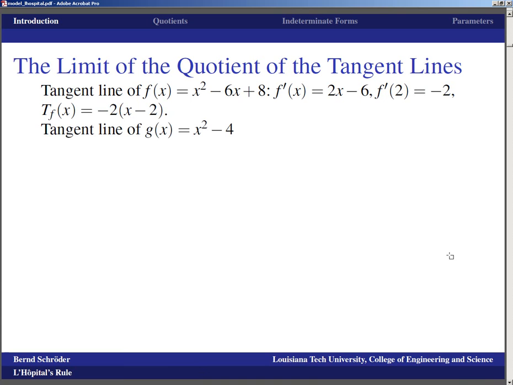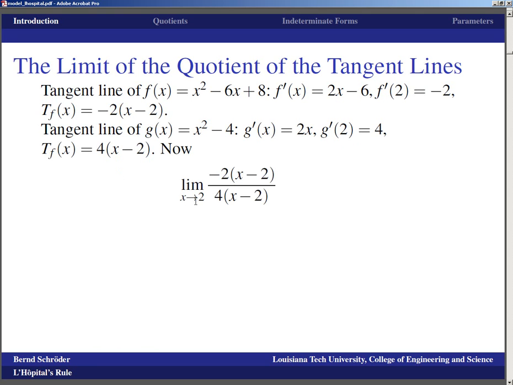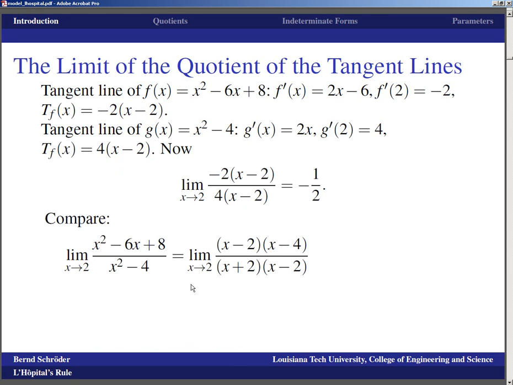We find the tangent line of g of x, where g of x equals x squared minus 4. That would be g prime equals 2x, and the derivative at 2 is 4. And the tangent line is 4 times x minus 2. Again, it's 0 at 2, just like the function, and it's got the right slope. So the limit of the quotient of the tangent lines, well, you just cancel the x minus 2's, and the limit is negative 1/2.